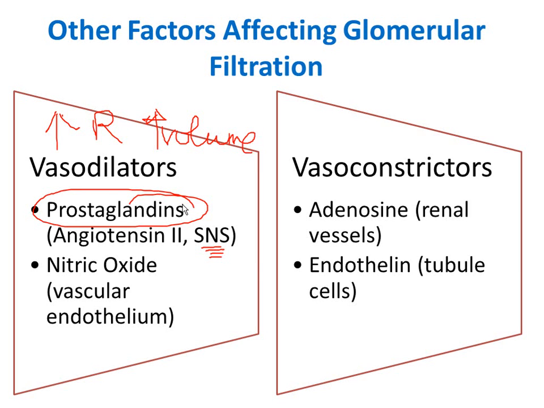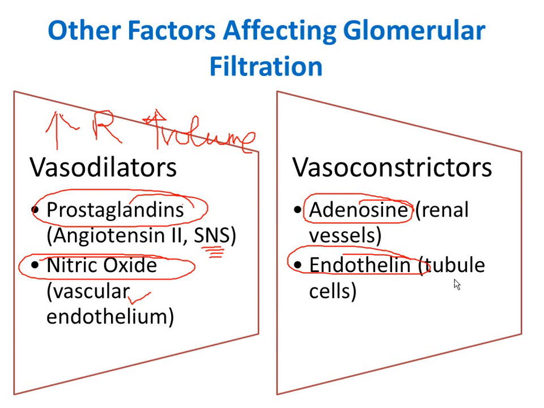Prostaglandins are a whole other set of hormones that we don't get to talk about, and there's tons of different prostaglandins. But there's a set of prostaglandins that are vasodilators. Also, the endothelium of a blood vessel itself can secrete nitric oxide, which causes it to dilate. On the other extreme, here's two constrictors, adenosine from blood vessels, and endothelin, which actually comes from cells of the renal tubule. So again, more than one way to get the job done because filtration rate is important.